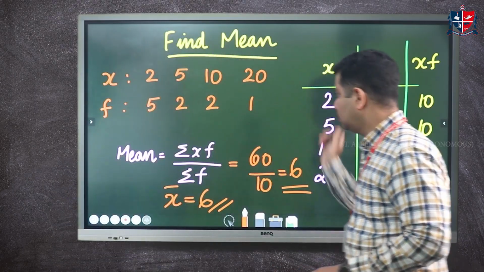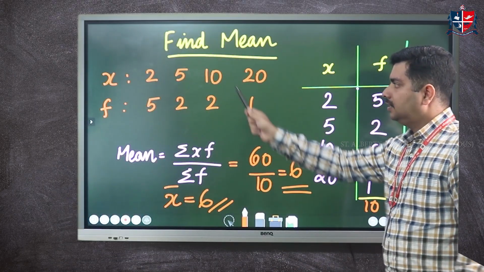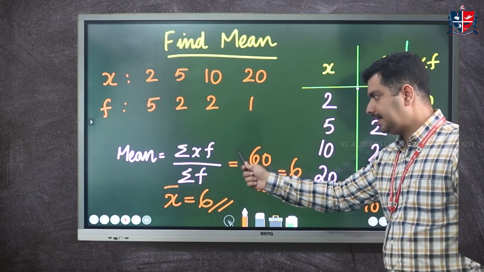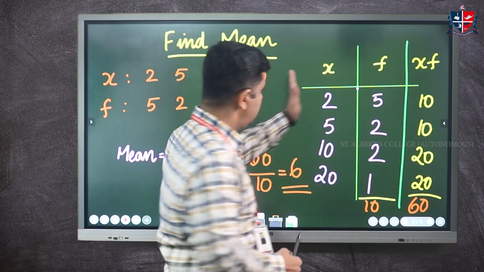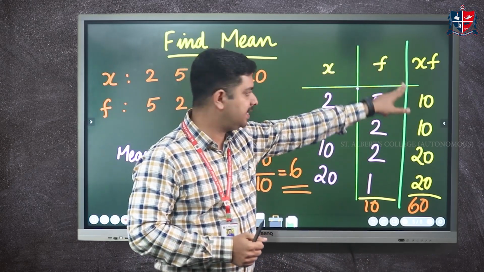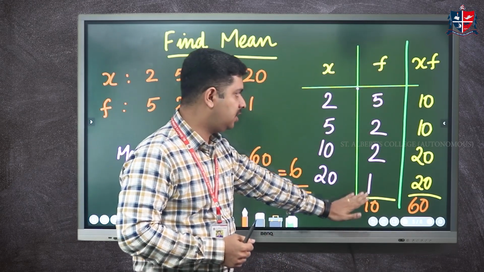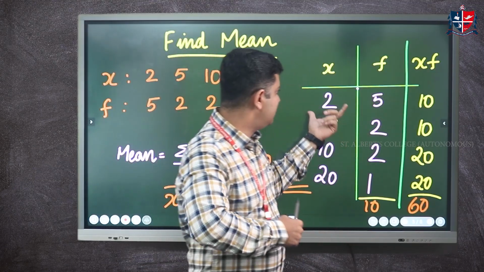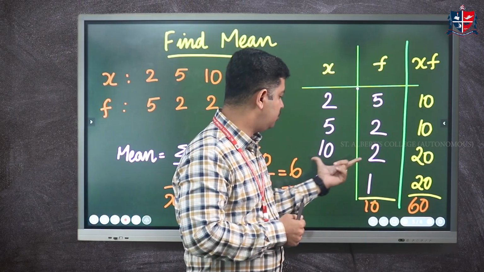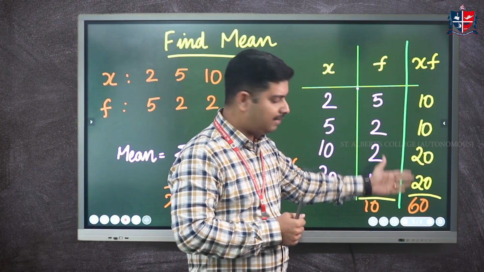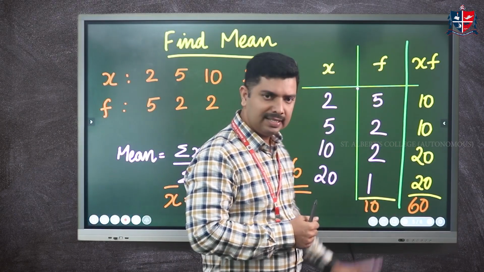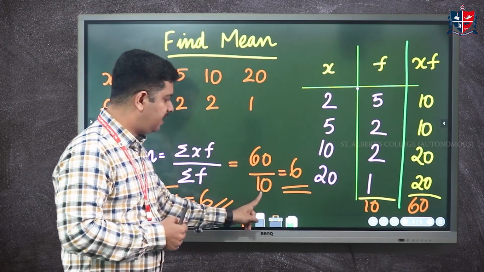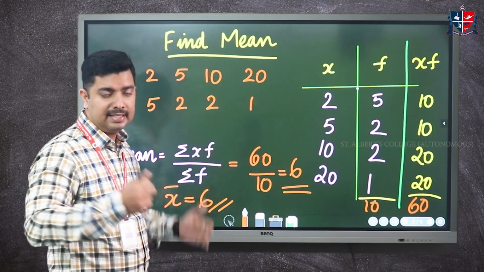So just go through this problem once again. You have the series and you have the frequencies. You know the formula, sigma xf by sigma f. So I've just added one more column to it, xf. You summed all the frequencies, 5 plus 2 plus 2 plus 1 is 10. And then you did the multiplication, 2 into 5, 5 into 2, 10 into 2, 20 into 1. You get xf, add them, you get 60. Just divide sigma xf 60 by sigma f 10, and you get the answer as 6.